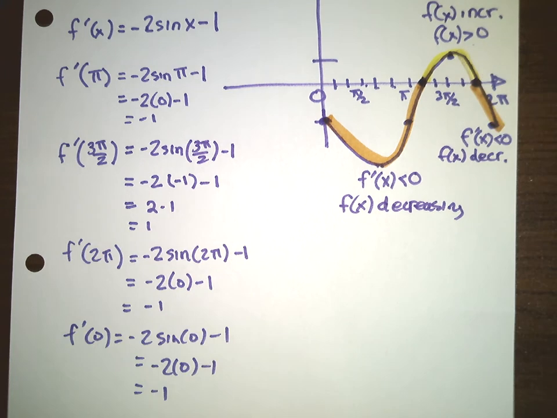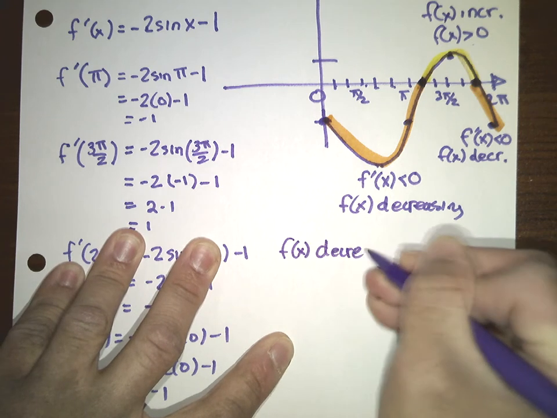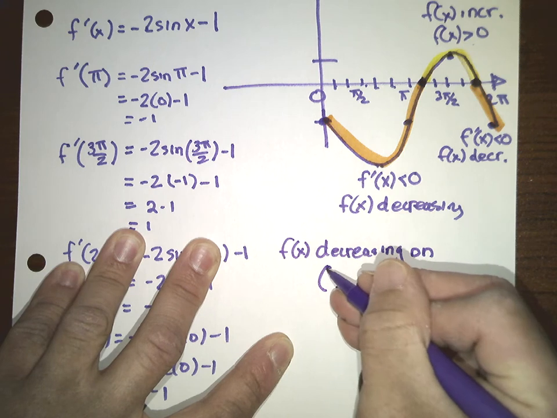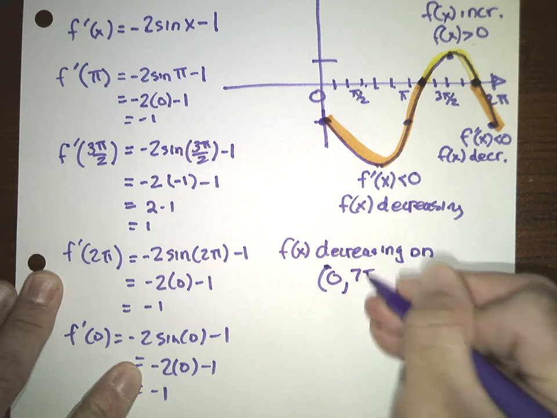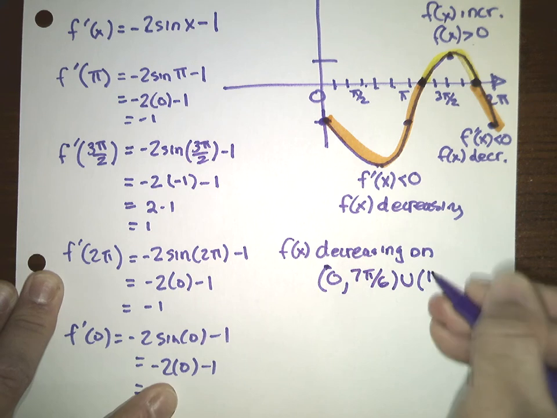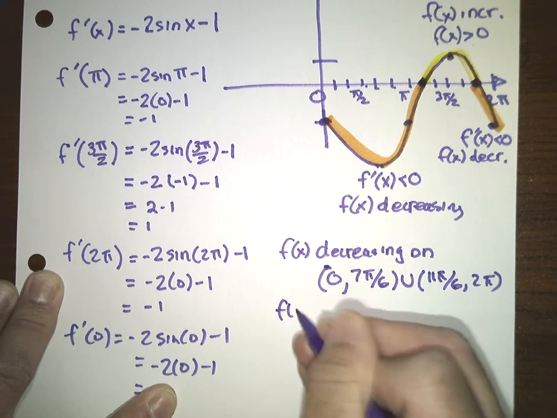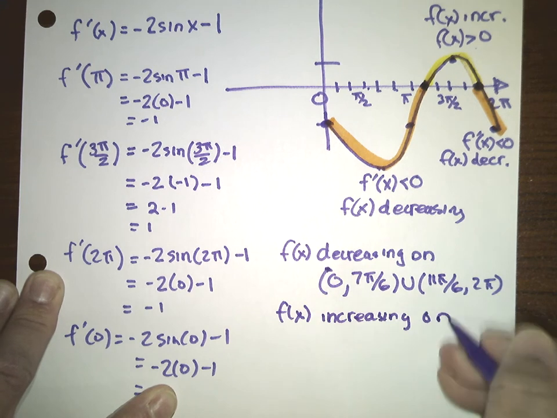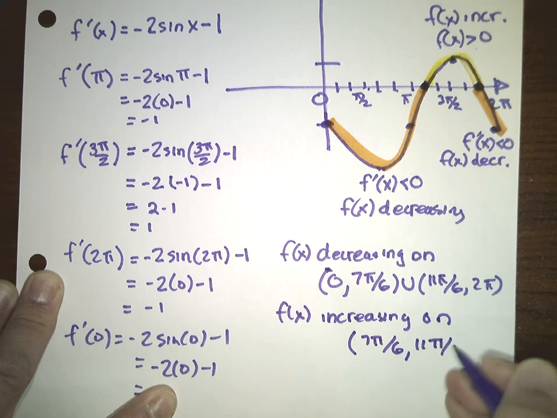All right, so now what do we have? We have f of x is decreasing on the interval from 0 to 7 pi over 6 and 11 pi over 6 to 2 pi, and f of x is increasing on the interval from 7 pi over 6 to 11 pi over 6.